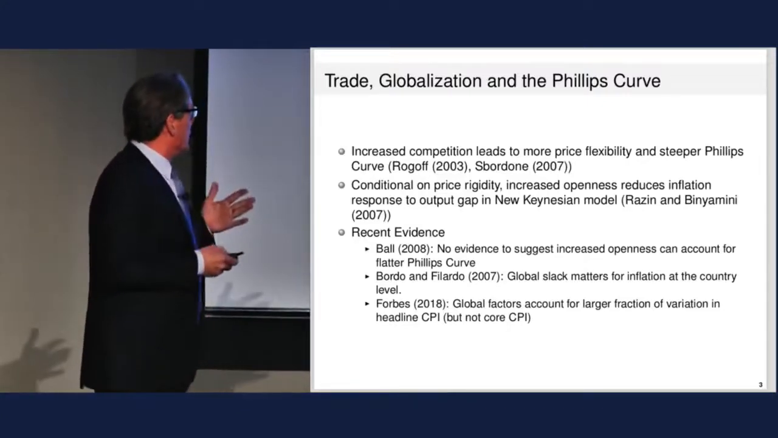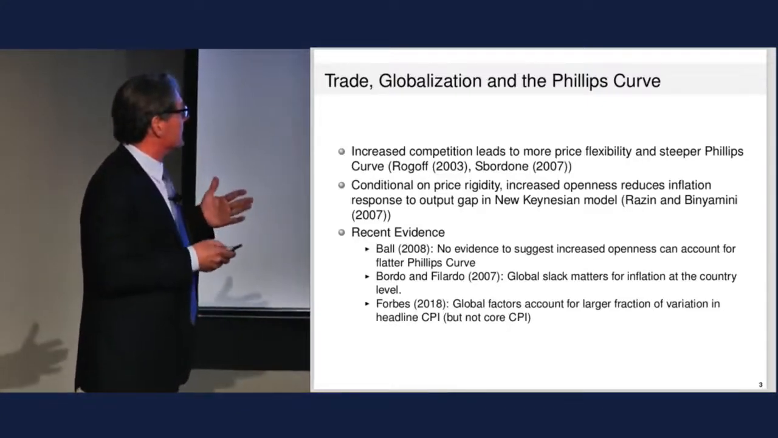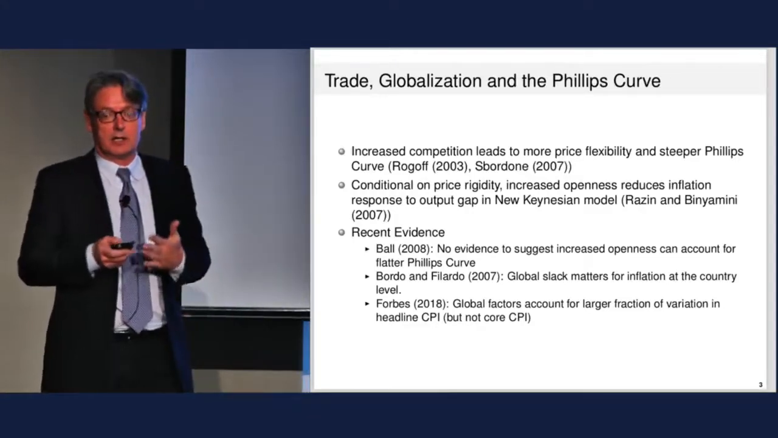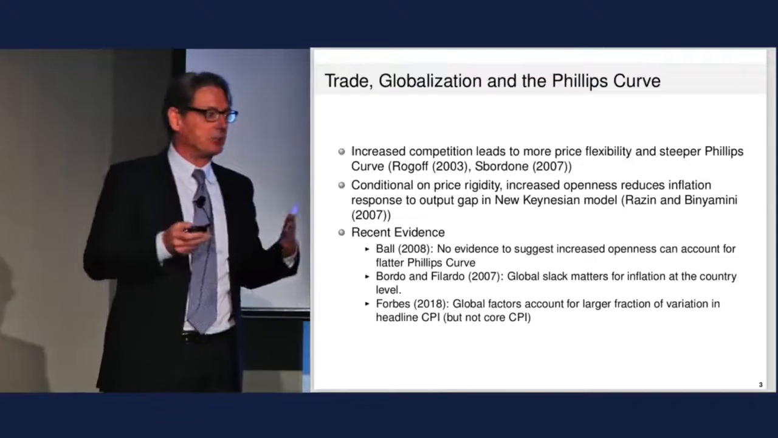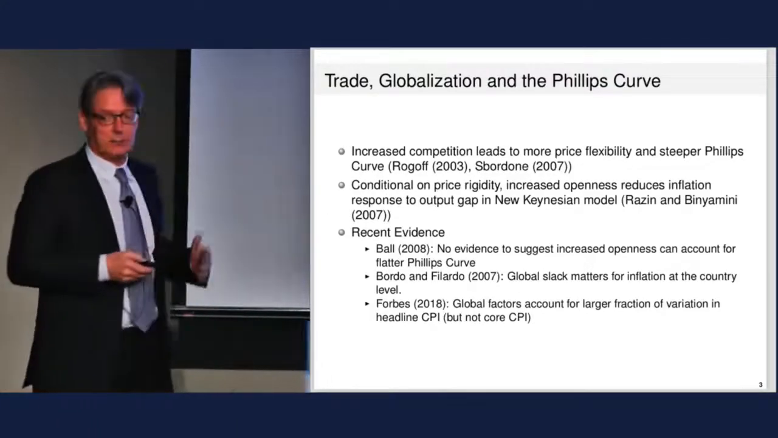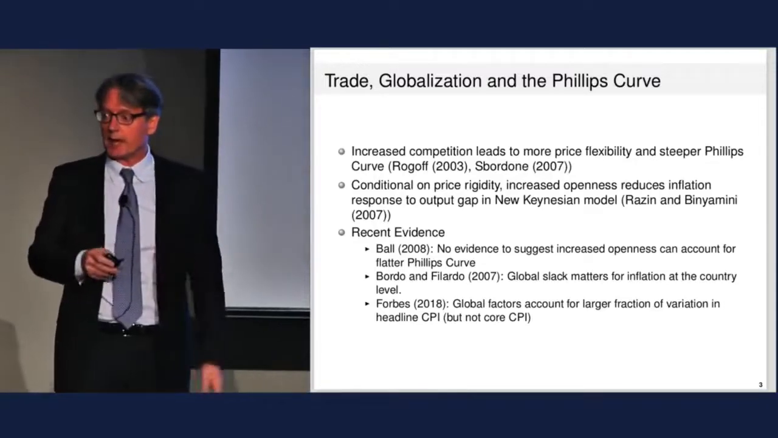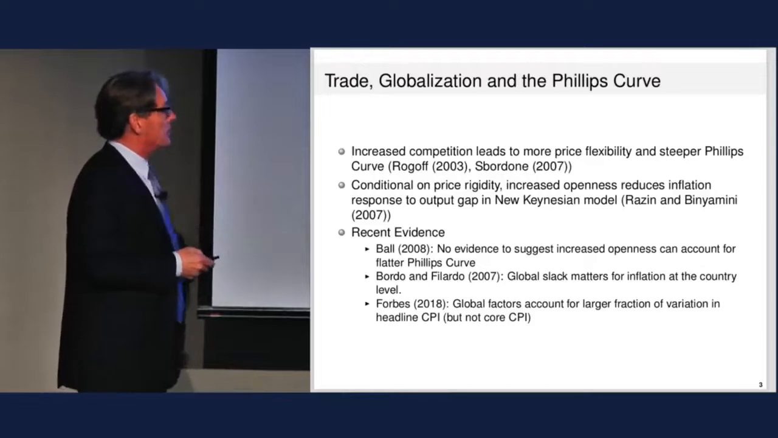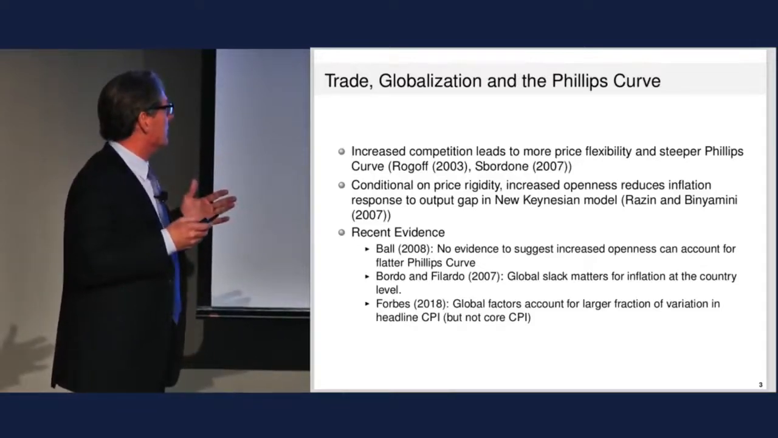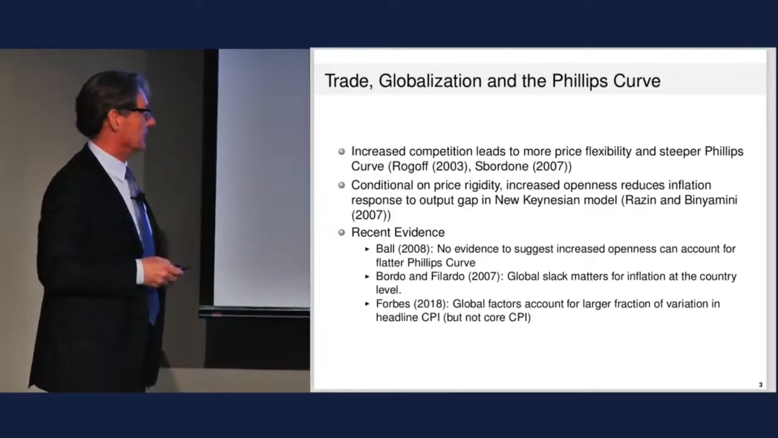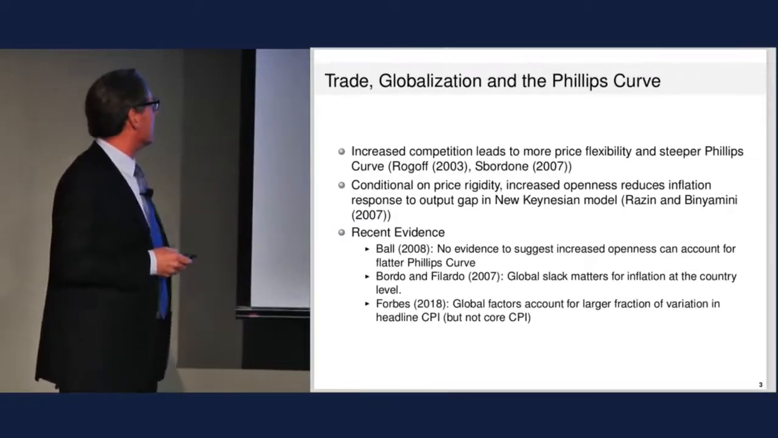Increased openness, in some sense, is going to reduce the response to the output gap in the New Keynesian model. One way to think about this is as a measurement issue regarding marginal cost. We're not fully reflecting the marginal cost when we're just looking at the output gap, because the cost pressures coming from the global environment aren't specifically related to the local environment.